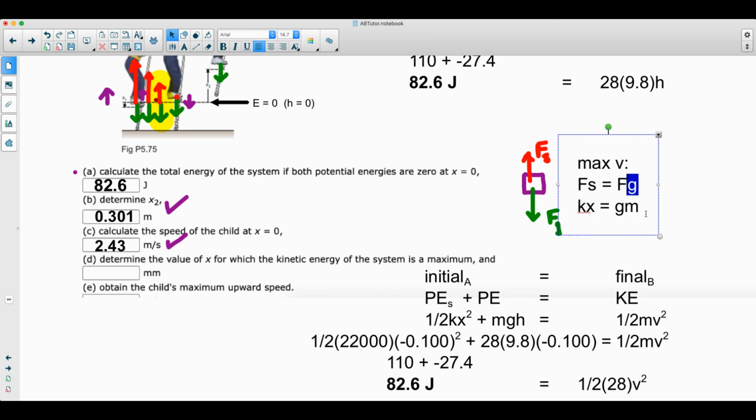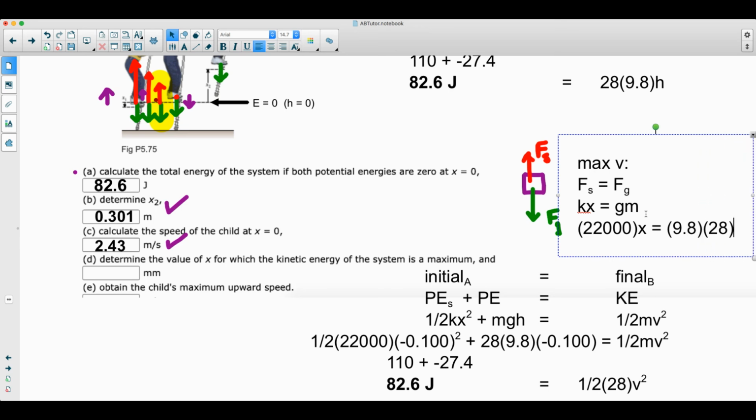So if we run our numbers here, we know that k is, we say, 22,000. x we don't know, equals 9.8 times 28. Obviously, x is going to come out pretty small. x equals, see here, 9.8 times 28 divided by 22,000 is 0.012, 0.012 meters.